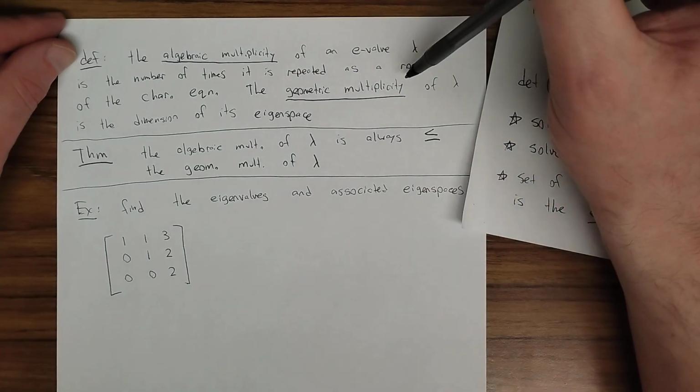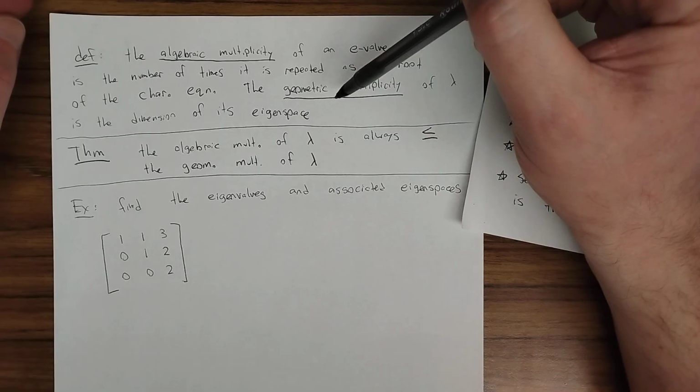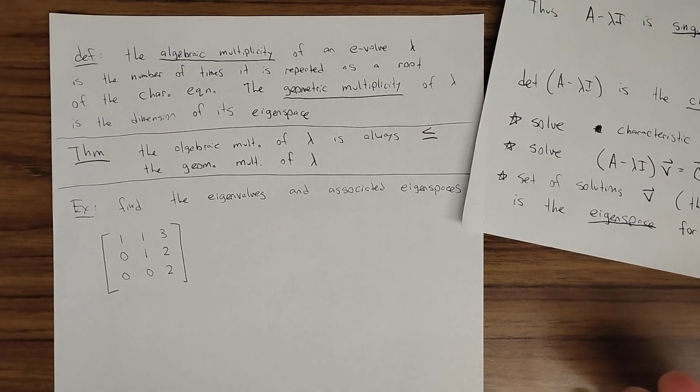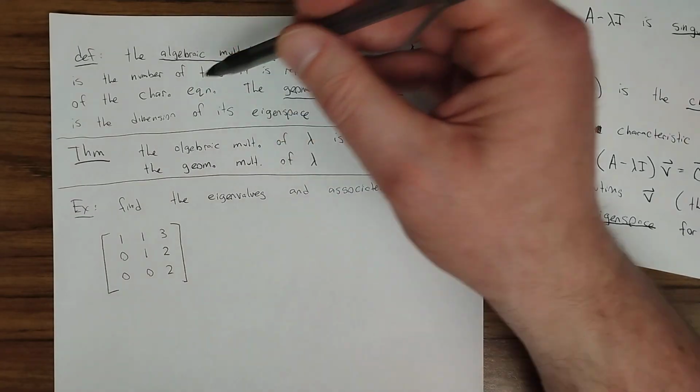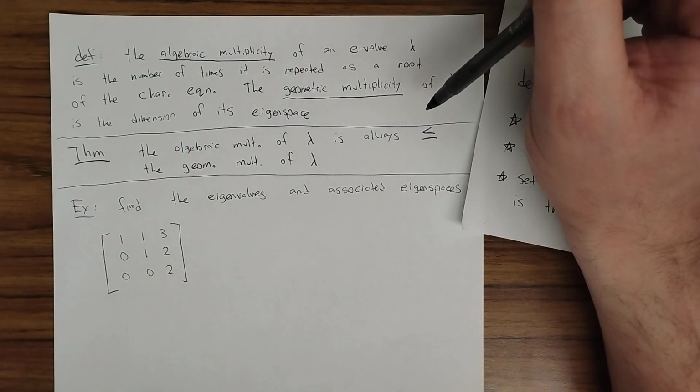The geometric multiplicity is the dimension of its eigenspace, because like I was saying, there's always infinitely many eigenvectors, and in fact, the set of all eigenvectors is a subspace of Rn, and so it has a dimension. That dimension is called the geometric multiplicity.